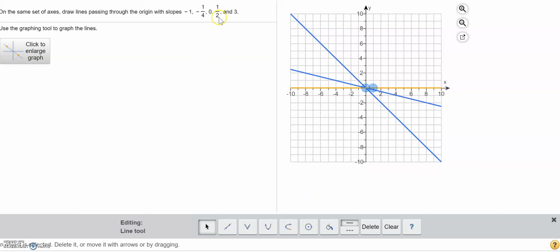And then I move on to the next one, grab the graphing tool, start at 0, 0. And then this time we have a slope of +1 over 2 and plot that.